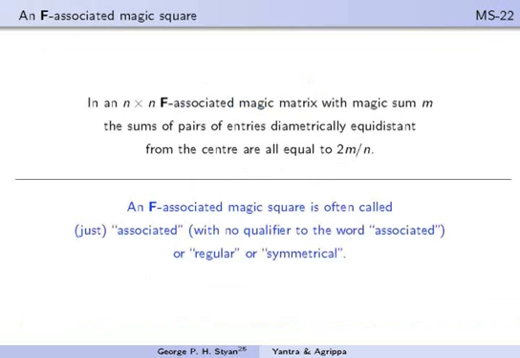In an n by n F associated magic square with magic sum little m, the sums of pairs of entries diametrically equidistant from the center are all equal to 2m over n. An F associated magic square is often called just associated, with no qualifier to the word associated, or regular or symmetrical, and these have been widely studied.